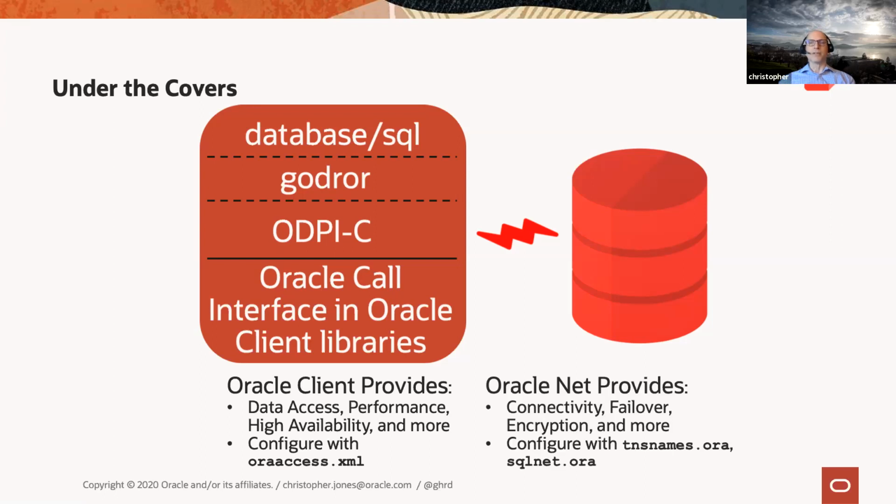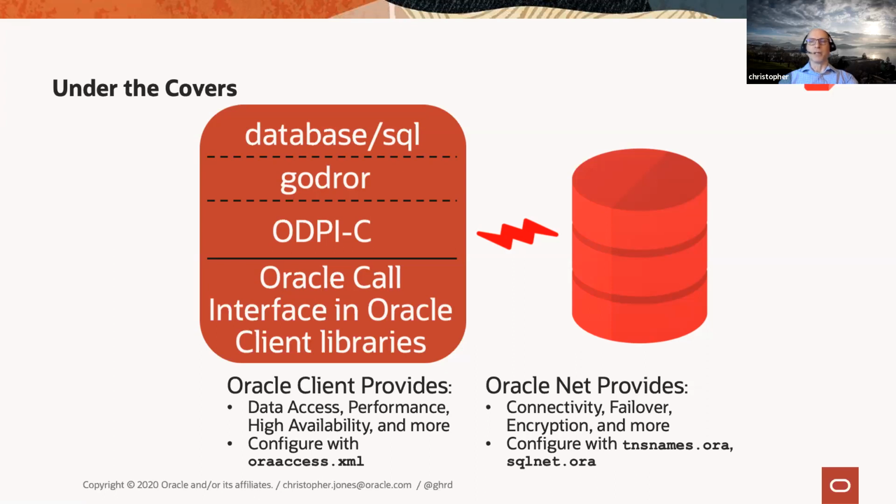OracleNet itself does a lot of things. You get things like the encryption and more. So you won't find notes about encryption in the driver documentation so much because actually that's configured at the OracleNet layer through configuration files that I've mentioned on the slide.